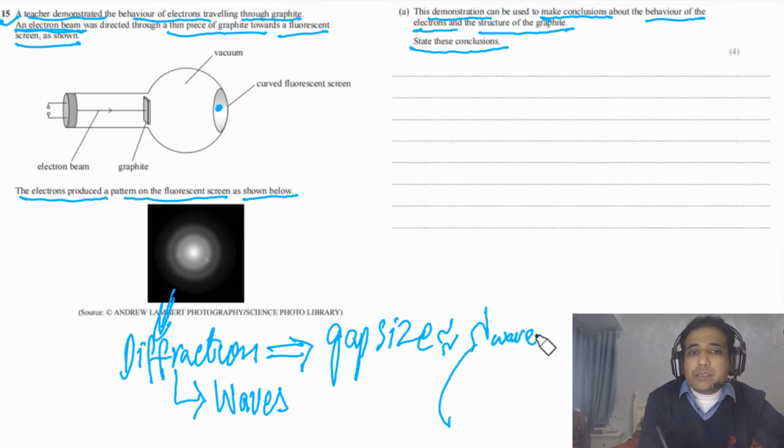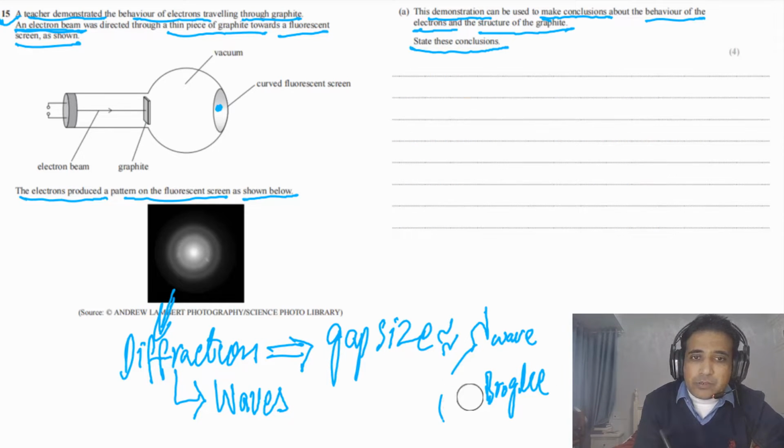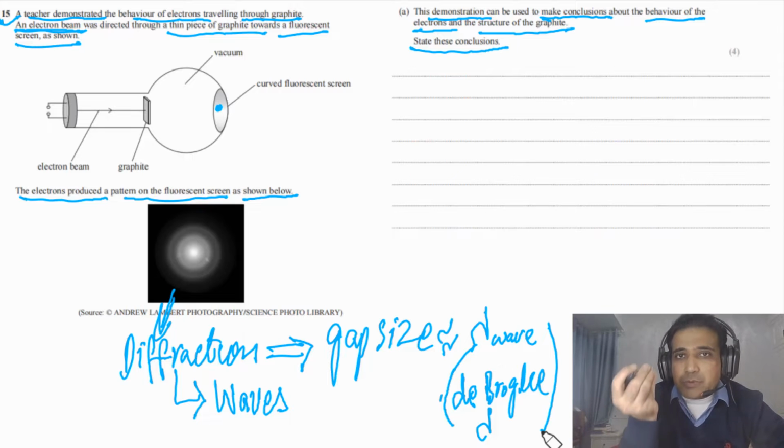In this case, lambda for an electron has a special name: we call it the de Broglie wavelength. The proper name is de Broglie, with a small d, so this is the de Broglie wavelength. These are the points you need to understand.